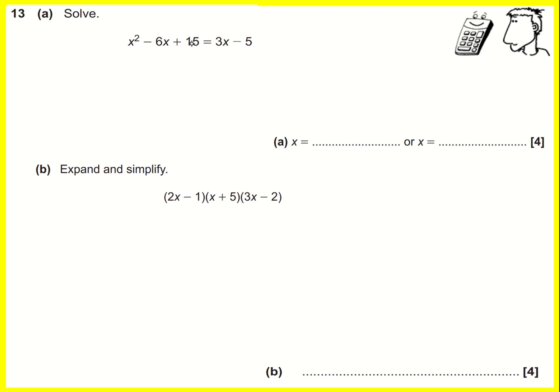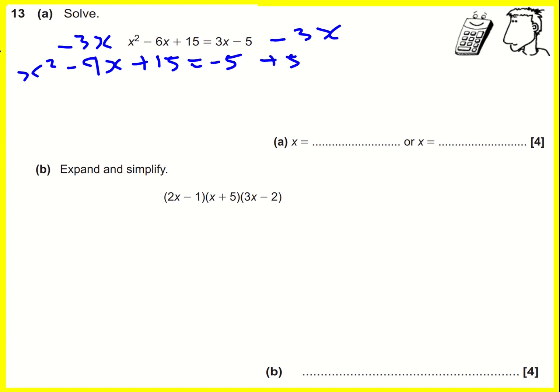Here we have a quadratic, but it's not quite in a nice form to solve. So let's get it in that form. We first of all minus 3x from both sides, and then we're going to get x squared minus 9x plus 15 is equal to minus 5, and then I'm going to add 5 to both sides, and that will give me x squared minus 9x plus 20 equals 0.